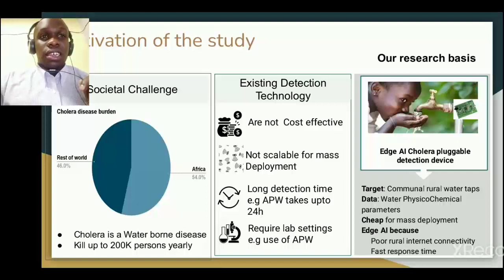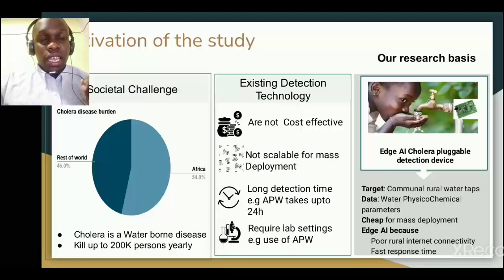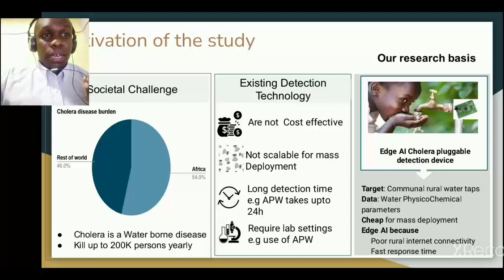Also, existing detection technology for cholera is not cost effective. That means that it's very costly and very expensive, which means that it cannot be scaled to mass deployment. So we were targeting rural water taps. We looked at how cost might affect the deployment on all rural taps, that is mass deployment.